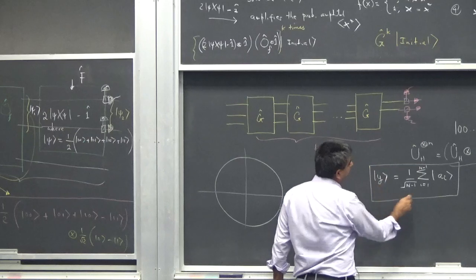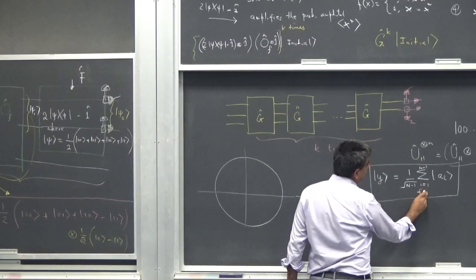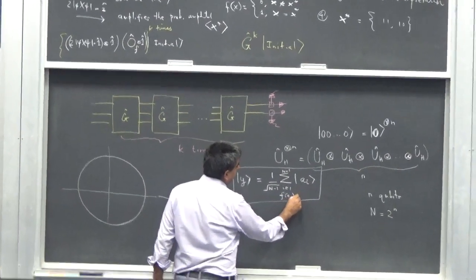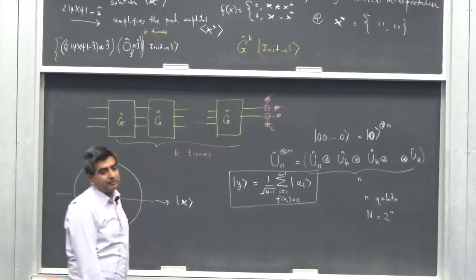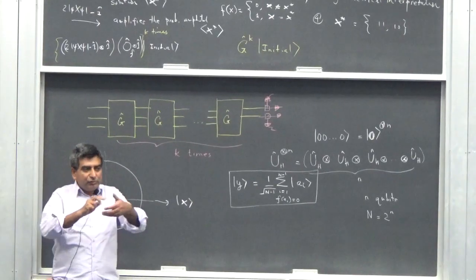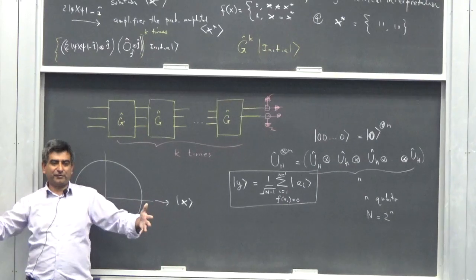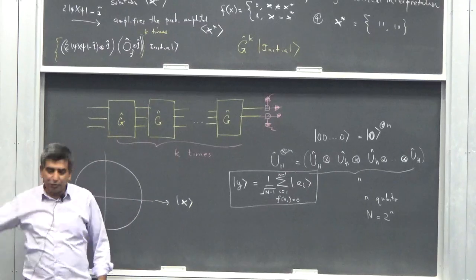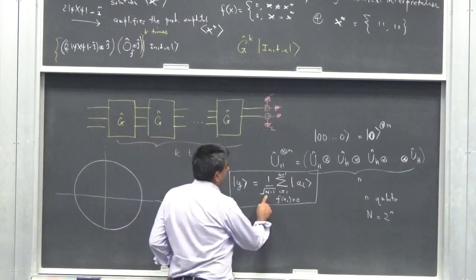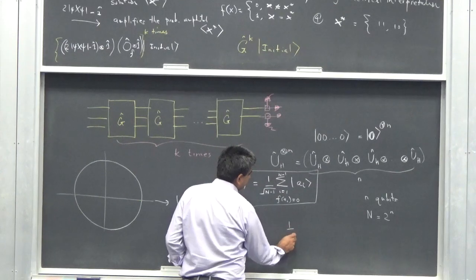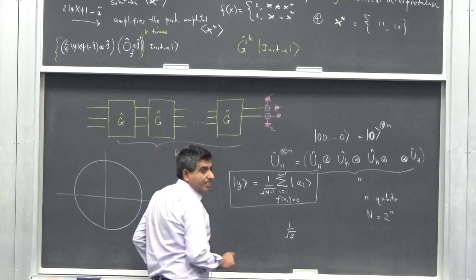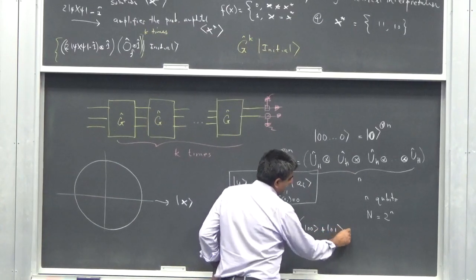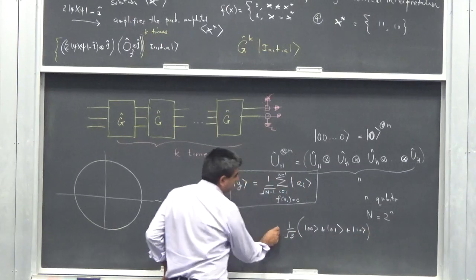So these are all the a_i's for which the solution indicator is 0. So I create an equal superposition of all the states that I'm not looking for. So for example, in this 2 qubit case, this would be my ket y.